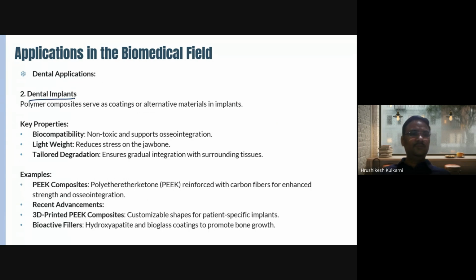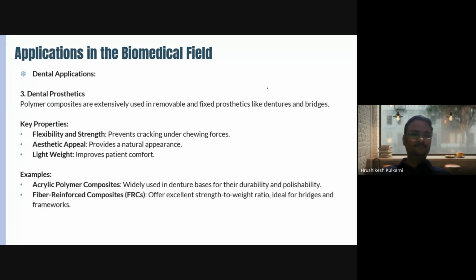Next is dental implants. If your old tooth is removed or there is complete decay, we can put an artificial tooth, that is called a dental implant. Why do we use it? Because of their biocompatible nature, lightweight nature, and tailored degradation rates. These are some examples which we can use for dental implants.